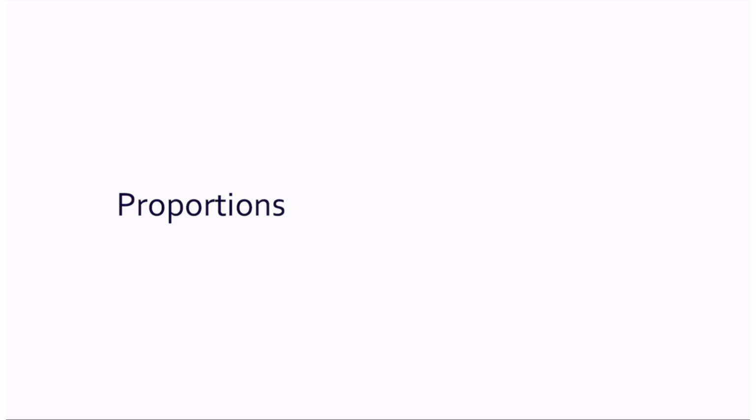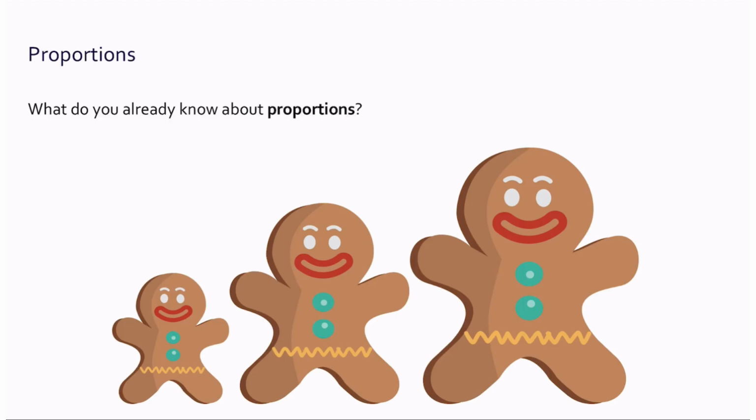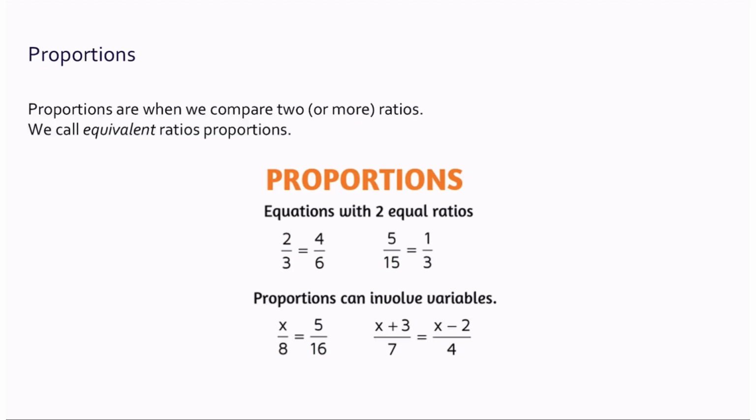All right, proportions. Take just a second and think about, what do you already know about proportions? All right, so proportions are when we compare two or more ratios. And if they are equivalent to one another, they are called proportions. So for example, 2 over 3 is equivalent to 4 over 6. These are proportions, or these ratios are equivalent.